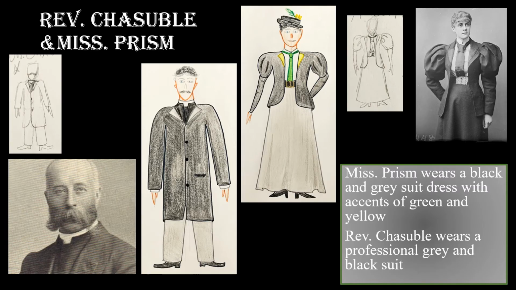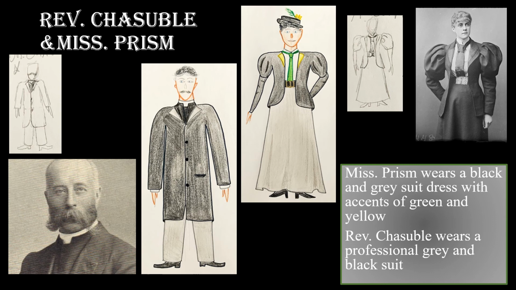And finally, for Reverend Chasuble and Miss Prism, these are the characters that are seen working. They're at their jobs, they live here, they're the house staff, but they're still tied together and romantically involved. So I wanted to dress them similarly, so I gave them both grays and blacks to exemplify this professionalism. Chasuble, I established him as being a reverend by the collar of his shirt. This is very typical of holy men to be wearing.